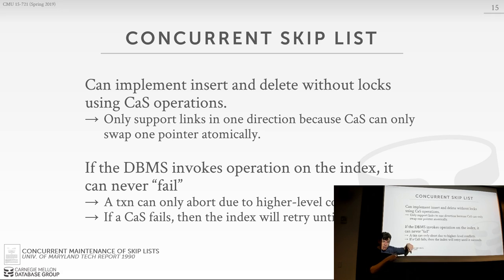So if the compare and swap fails, the thread's going to go back and just retry the whole operation again, over and over again. And that's what makes this latch-free, because you're not taking a latch on anything as you make the changes, and that's all hidden from the upper parts of the system. So that's what I mean here, the transaction can only abort from high-level conflicts, like did two transactions try to insert the same tuple with the same primary key? I don't care about conflicts at the low-level data structure. If two threads try to update the same pointer, we're just going to retry. That's all hidden from the rest of the system.